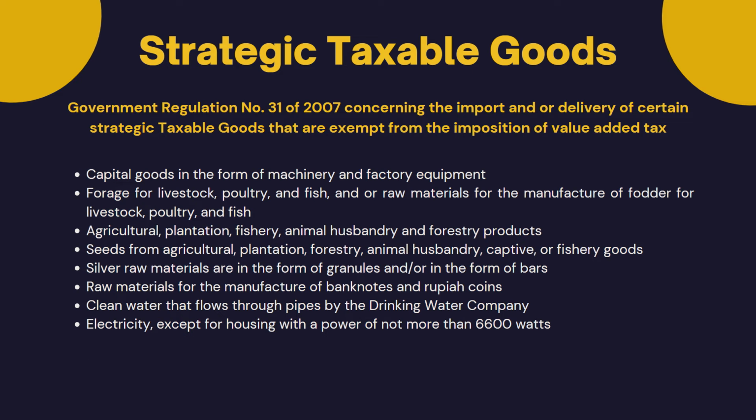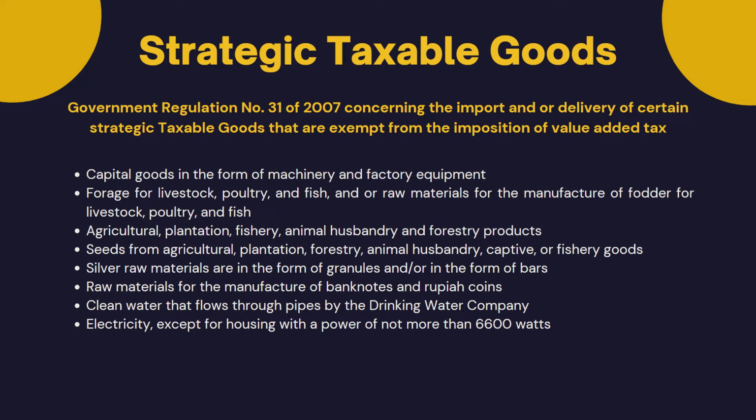Right, move to the next, which is about strategic taxable goods. So, Government Regulation Number 31 of 2007 concerns the import and or delivery of certain strategic taxable goods that are exempt from the imposition of value-added tax, among others, capital goods in the form of machinery and factory equipment, both installed and decomposed, not including the spare parts. Forage for livestock, poultry and fish, and raw materials for the manufacture of fodder for livestock, poultry and fish.